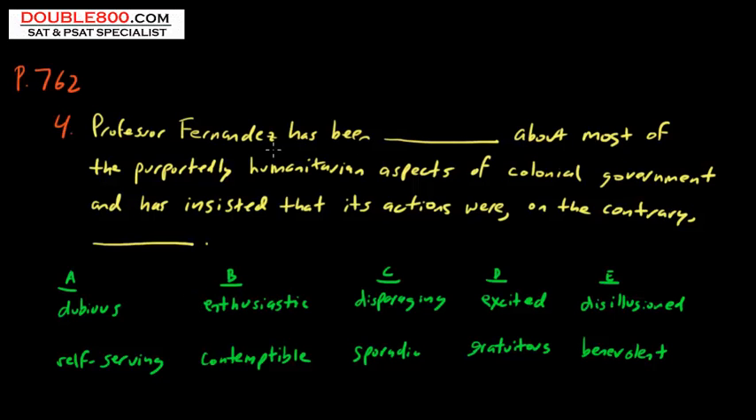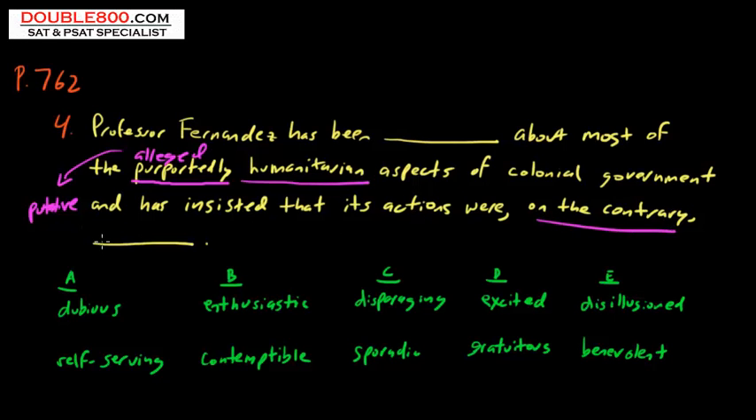So the key words: she has been blank about the purportedly humanitarian. So these are two key words. Purport is a great word, and it means alleged or claimed to be or presumed or putative. So claimed to be, she has been blank about these allegedly humanitarian, helping humanity, promoting goodwill aspects of colonial government, and has insisted that its actions were, on the contrary, blank.